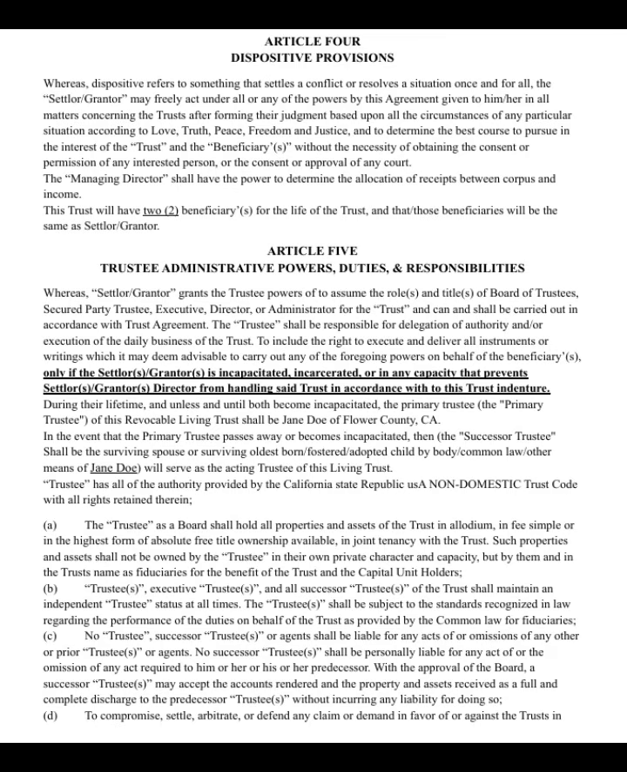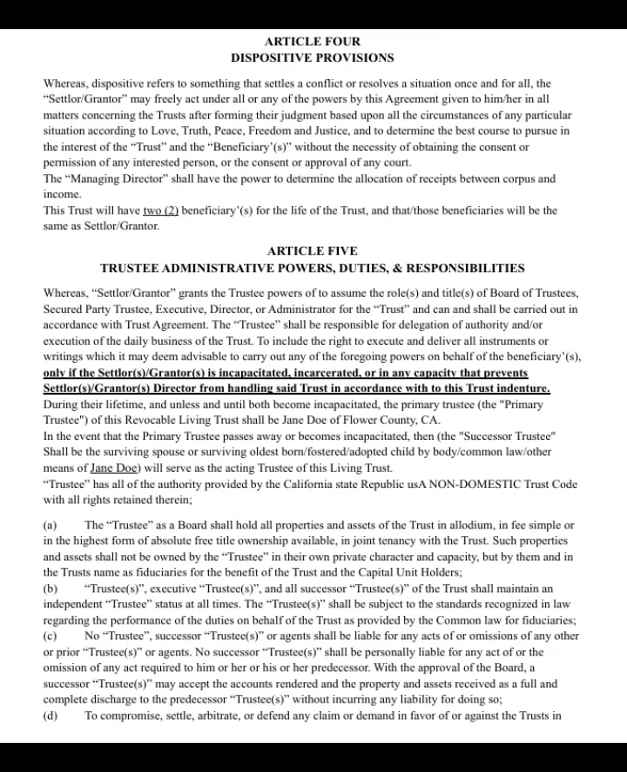the bottom. So Article 5, Trustee Administrative Powers, Duties, and Responsibilities. Whereas settlor grantor grants the trustee power to assume the roles and title of board of trustees, secured party trustee, executive director, or the administrator for the trust, and can and shall be carried out in accordance with trust agreement. The trustee shall be responsible for delegation of authority and for execution of the daily business of the trust, to include the right to execute and deliver all instruments or writings which it may deem advisable to carry out any of the foregoing powers on behalf of the beneficiaries.